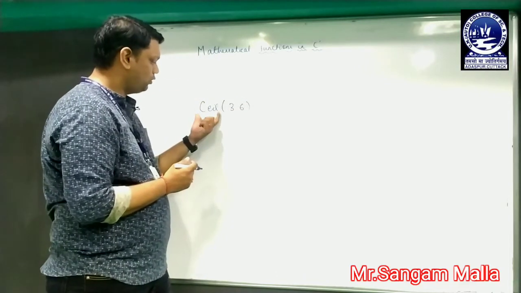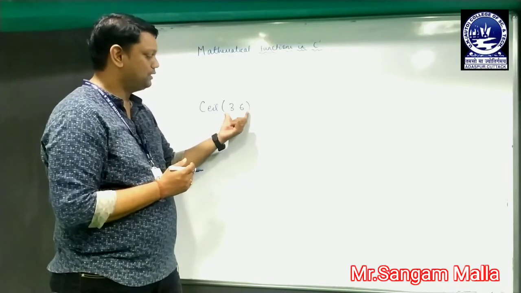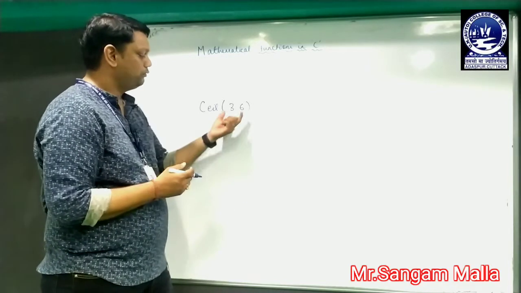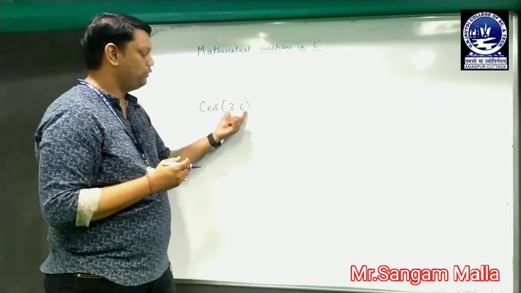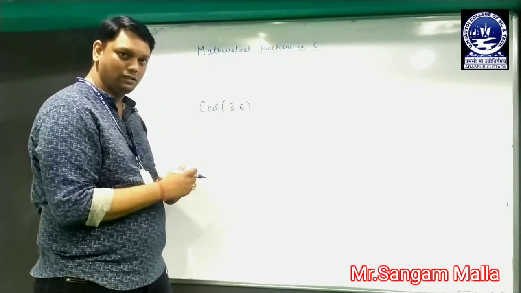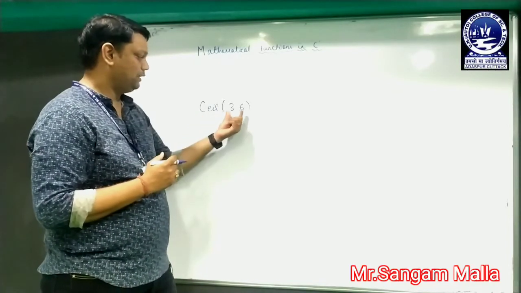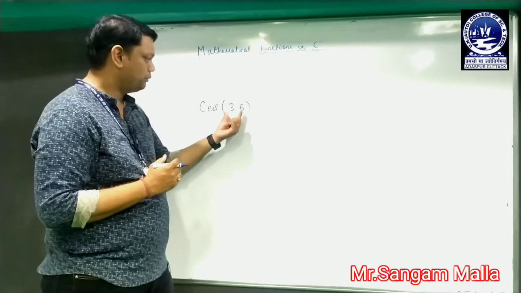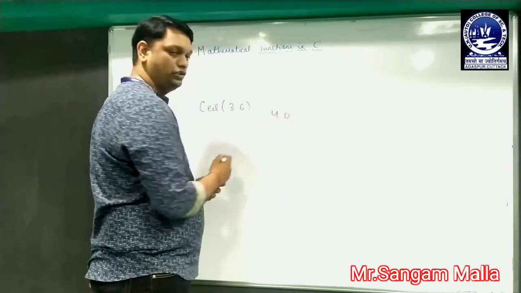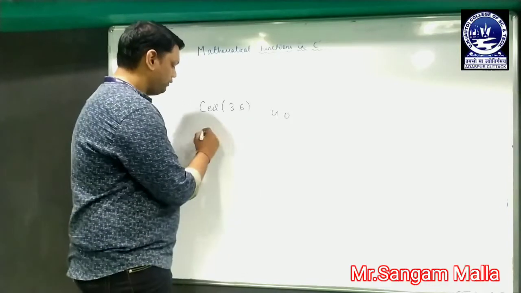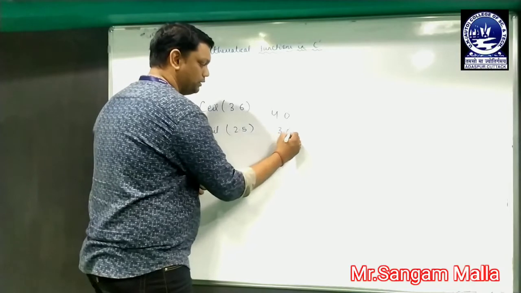When we call CEIL and give a double value over here, why is it called a double value? Because whenever we give any number with some decimal point, it will round off the number to its larger number, not to its lower number. So whenever I write CEIL and give a number in double format, it will be rounded off to its highest number, so it will return 4.0. Similarly, if I write CEIL 2.5, the answer will come 3.0.